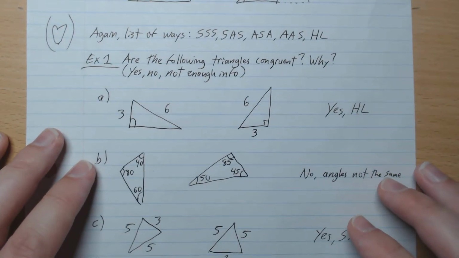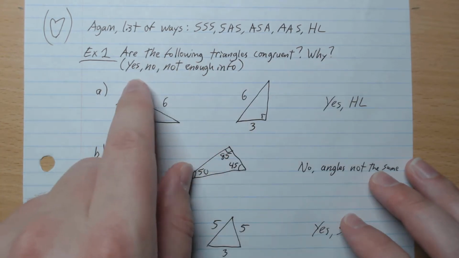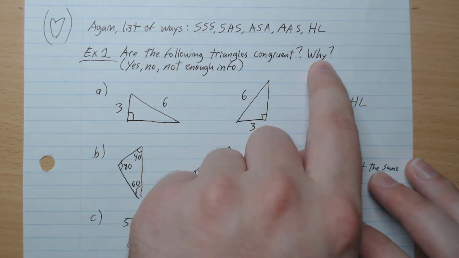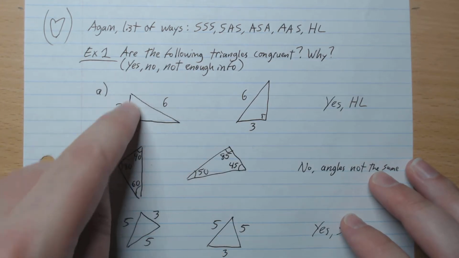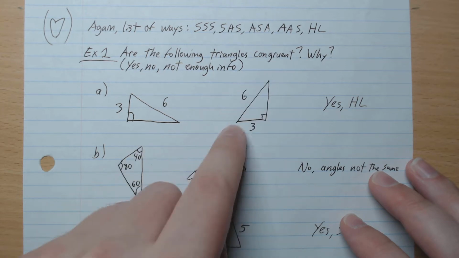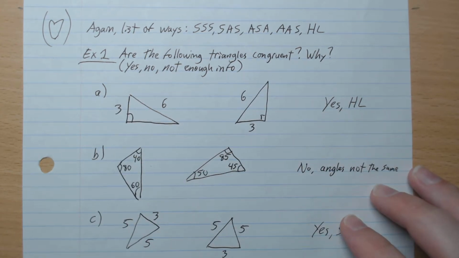So example 1, let's use some of this stuff. Are the following triangles congruent? Yes, no, or not enough info, and why? So A, we have hypotenuse 6, leg of 3, hypotenuse 6, leg of 3, both 90 degrees. So yes, they are congruent by HL.